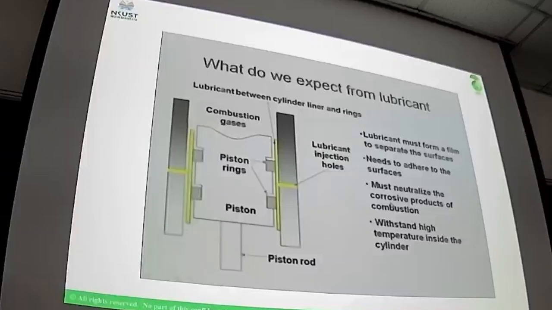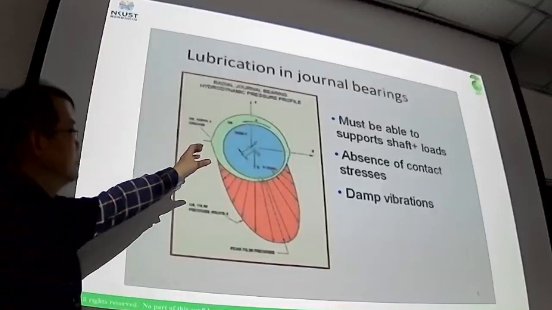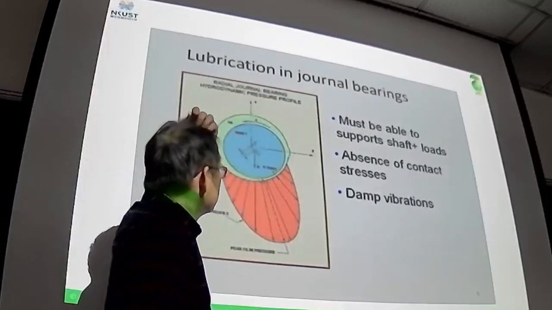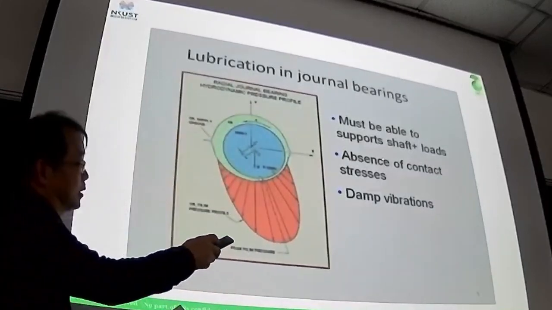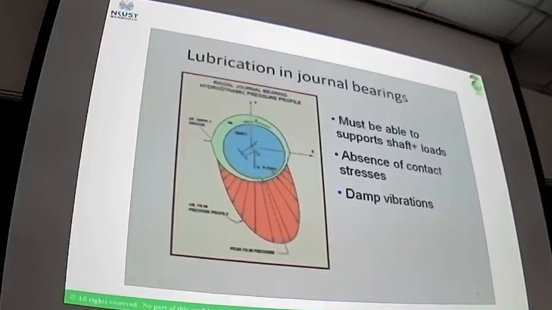So this is one example. And the second example is the lubricant to be applied in the journal bearing. Okay. So for the journal, you have a heavy loading on the shaft. So the lubricant should be able to support the shaft and the extra or external loading.